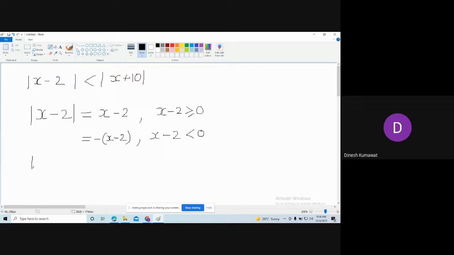The same we are going to apply for the second modulus, which is nothing but x plus 10. So mod of x plus 10 is the same as x plus 10, where this number x plus 10 is bigger than or equal to 0, and it is minus of x plus 10 whenever this number x plus 10 is less than 0.